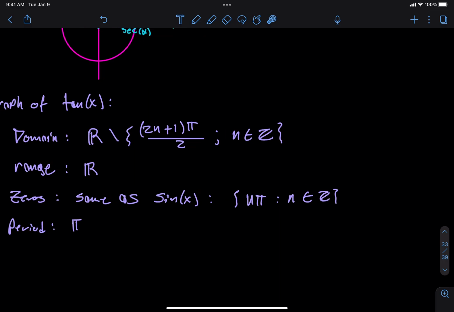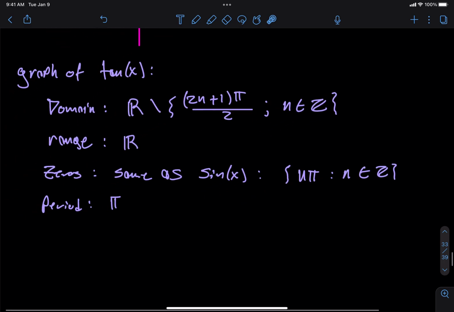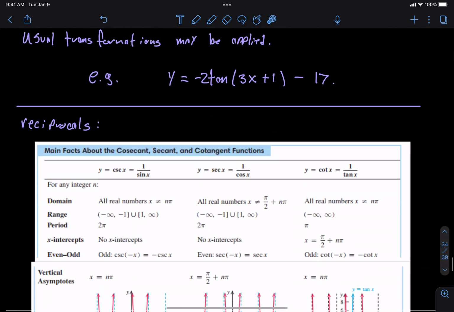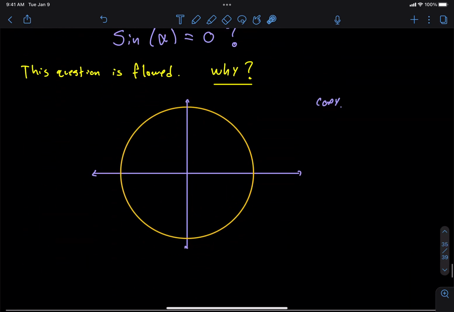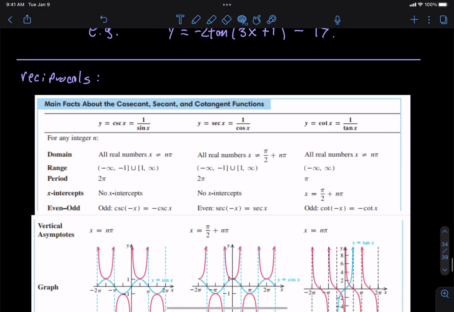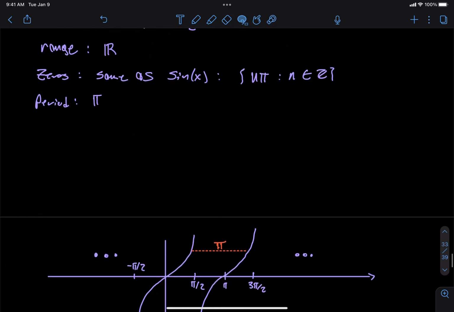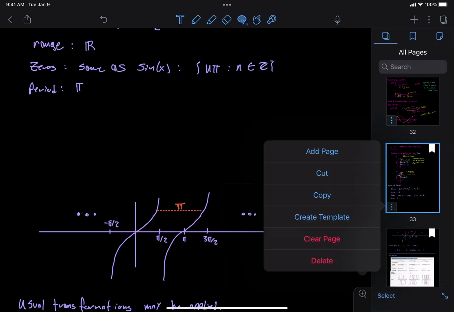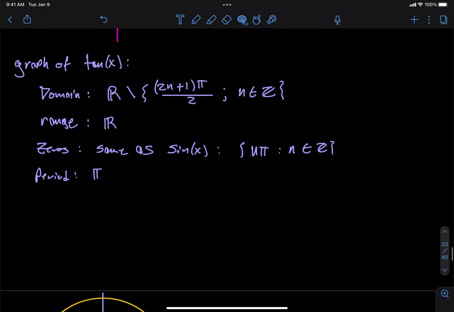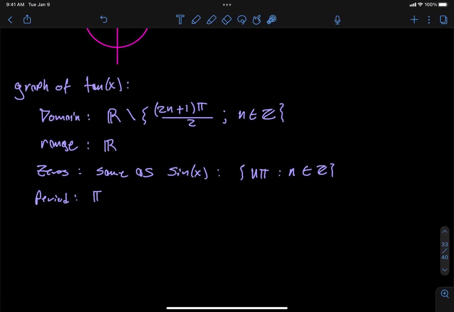Let's talk about the graph of tangent of x. So maybe it would be helpful if I took a little unit circle here. Let's copy that and put it, I guess I need an extra page, and put it here. So we want to know what is the domain of the tangent function.